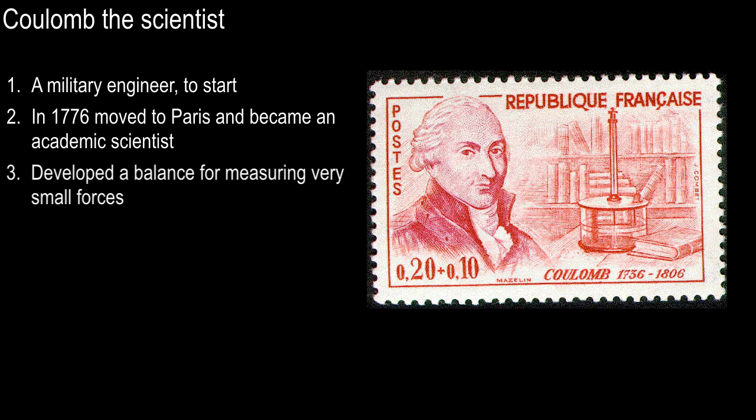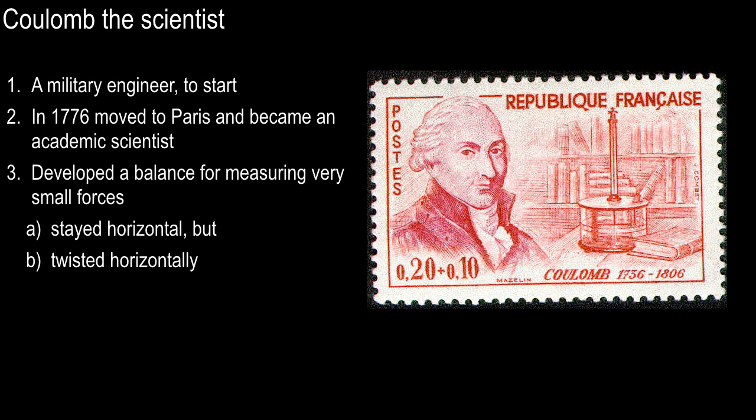Now, Coulomb developed a special kind of balance called a torsion balance, and he developed it to measure very, very small forces. A regular balance tilts up or down, or it balances if things are the same mass. But his twists sideways. It stayed horizontal. It didn't dip down on one side and up on the other. Instead, it twisted in the horizontal plane, like a merry-go-round that stays horizontal but rotates either clockwise or counterclockwise.